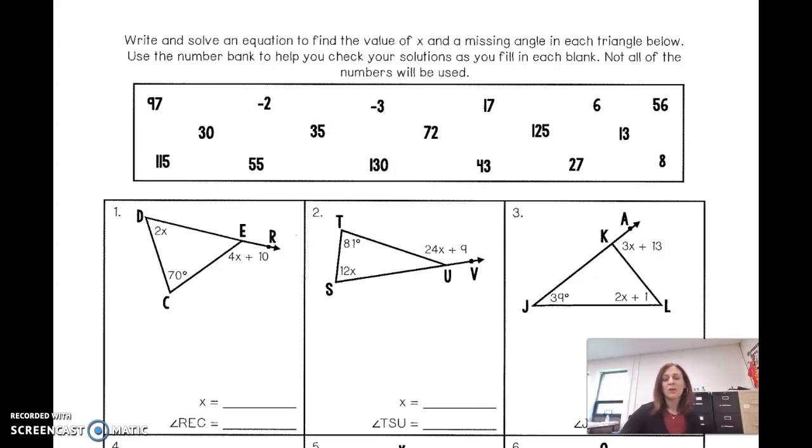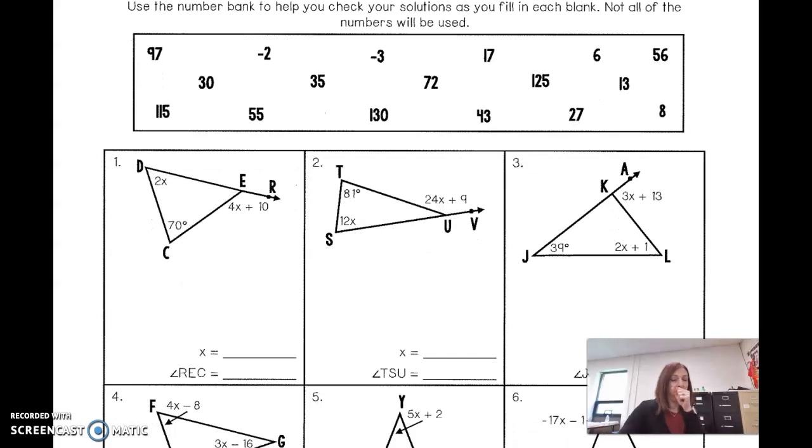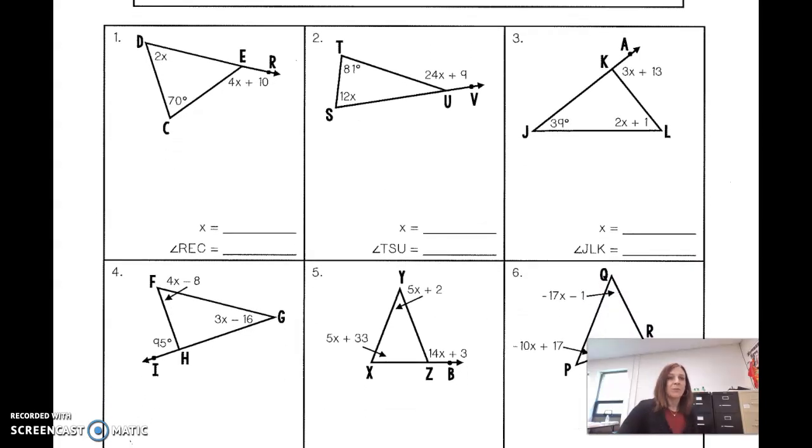Now it says here, write and solve an equation to find the value of x. And we have these numbers right here. I'm not going to stress so much about that, but it's kind of handy. You can see that sometimes they're positive, sometimes they're negative. The angles cannot be negative, but your values of x can. Okay? All right, number one.